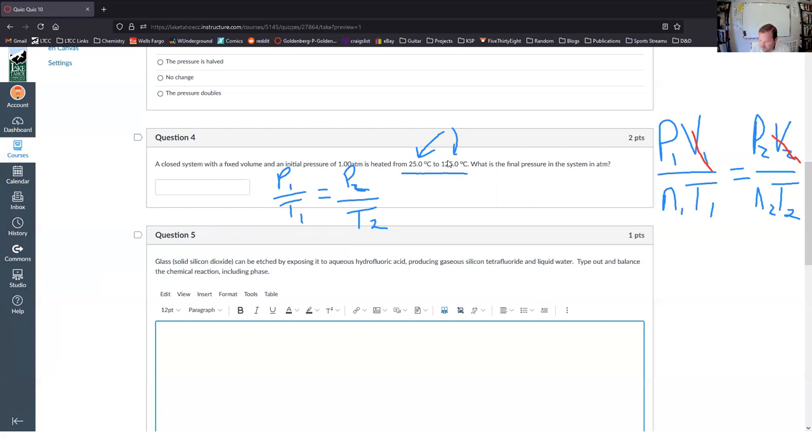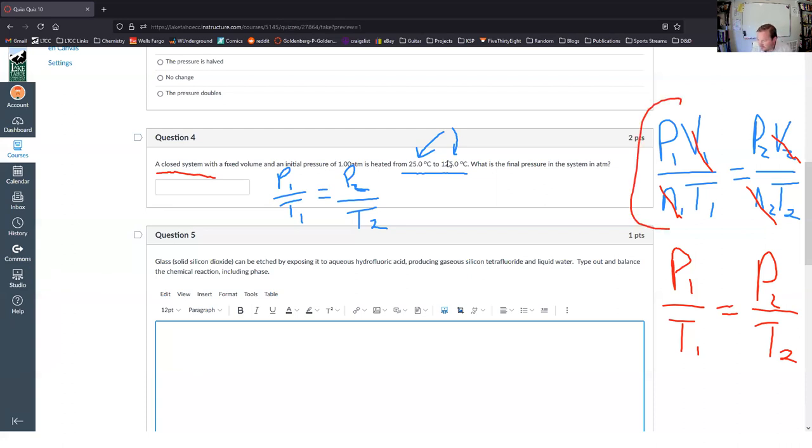And the fact that it's a closed system tells you that moles is constant. And so once you cancel everything out that's constant, all you're left with is P1 over T1 equals P2 over T2. Right, so if you don't have your slides in front of you, if you don't have that list of gas laws in front of you, all you really need is this version. And then the problem will tell you what to cancel out and what to leave in there. Anything constant gets canceled out.